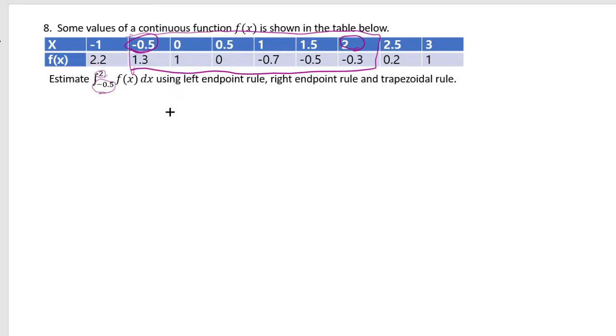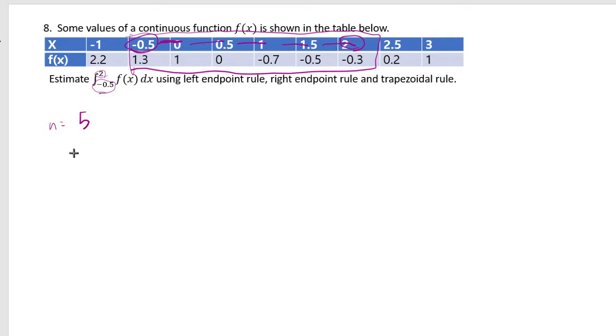And here we also have to think about how many intervals we have. From negative 0.5 to 0, we have one interval. From 0 to 0.5, that's another one, another one, another one, another one. So I have 1, 2, 3, 4, 5 intervals. So n is equal to 5.